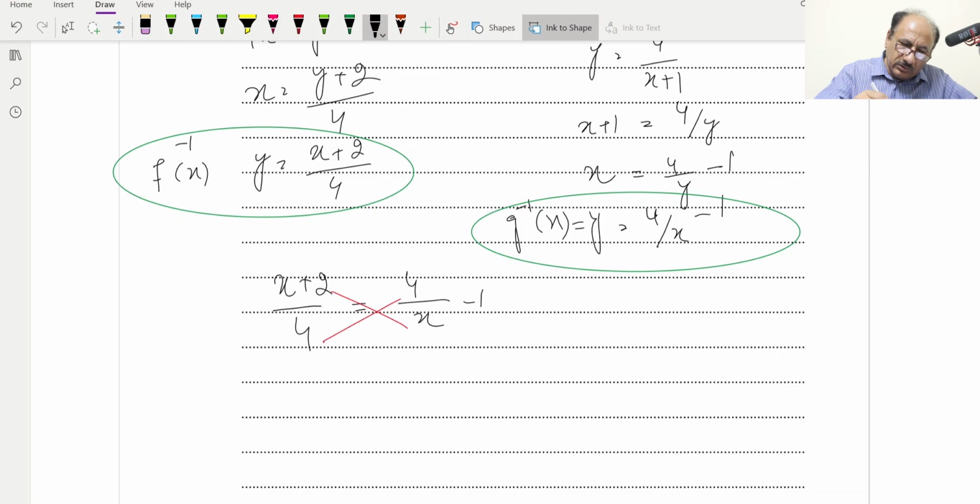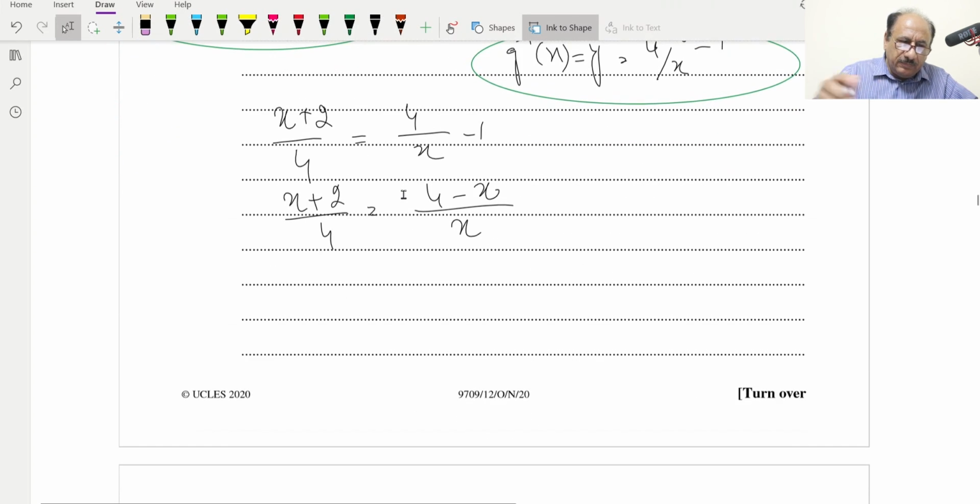Okay, so before cross multiplication we can simplify this side, which can be written as x plus 2 over 4 is equal to, we can take the LCM, so it will be 4 minus x. Now we can cross multiply and solve. So it will be x squared plus 2x. I'll change the color. So it will be x squared plus 2x is equal to 16 minus 4x.